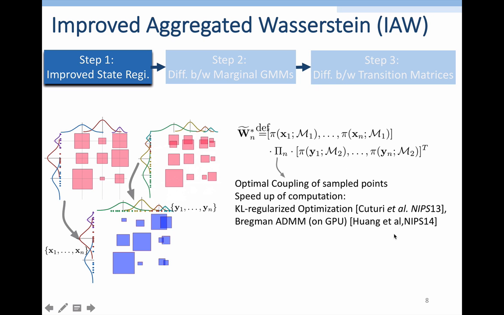Improved aggregated Wasserstein is an improvement over MAW, in that we compute a more accurate registration matrix, and the following steps are the same as MAW. We sample n points from each of the two marginal GMMs, and then get the registration matrix by computing the optimal transport plan of the two endpoints. With a more accurate registration matrix, we expect IAW to have better differentiability, but at the cost of lower speed.